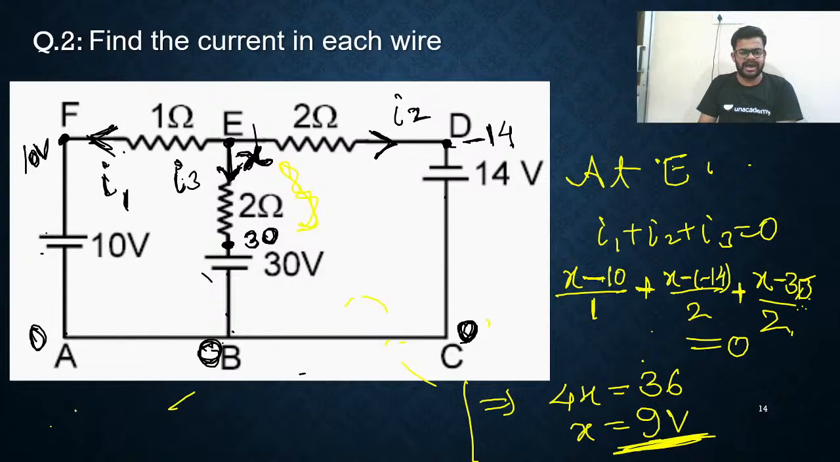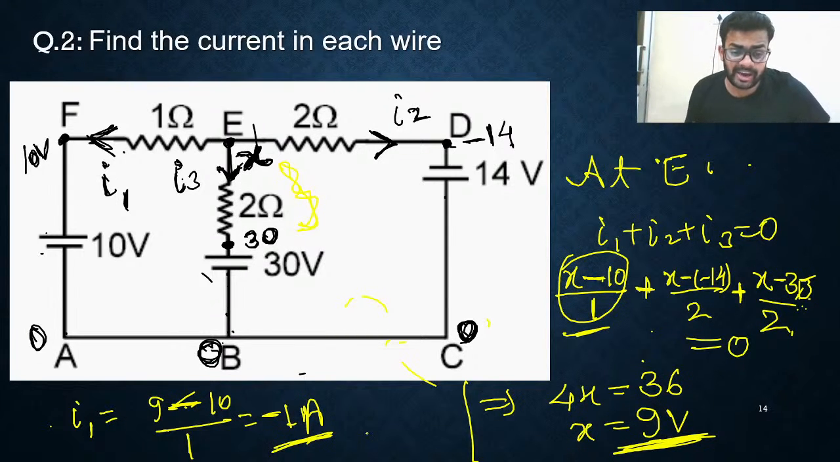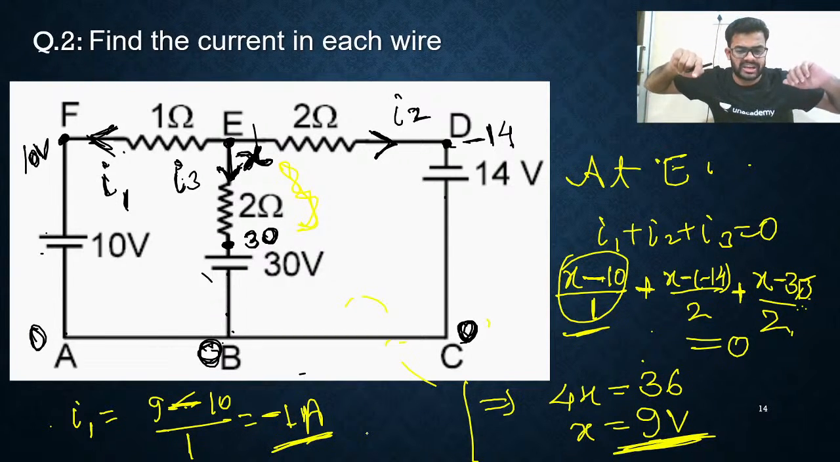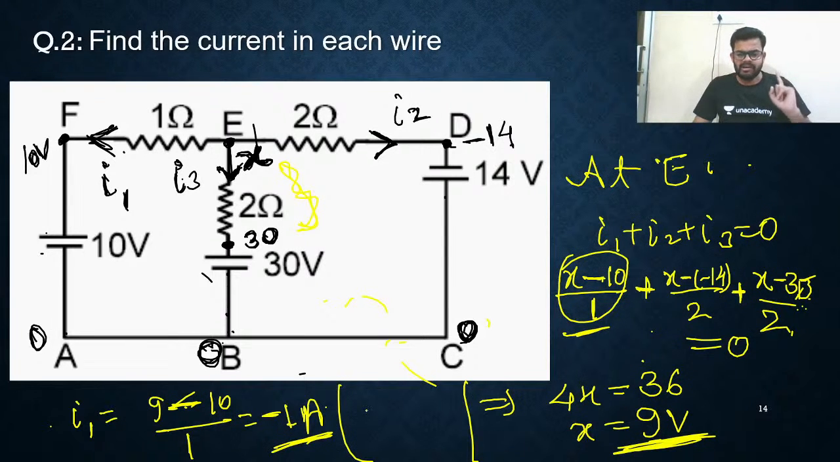Now what is the current in the first branch? I1 will be equal to X minus 10 upon 1. Use this: 9 minus 10 upon 1, so you are getting minus 1 ampere. What is the meaning of that? If you are getting current negative, it means the direction is just opposite of whatever direction you have considered. You considered the direction of current as E to F, but actually it is F to E. That's why it is coming negative. So no worries, you will just write that the direction of current is F to E, and that is 1 ampere. So this is the first current.